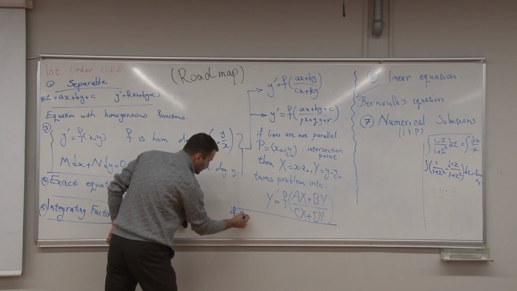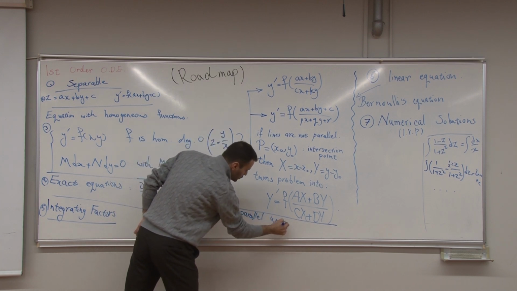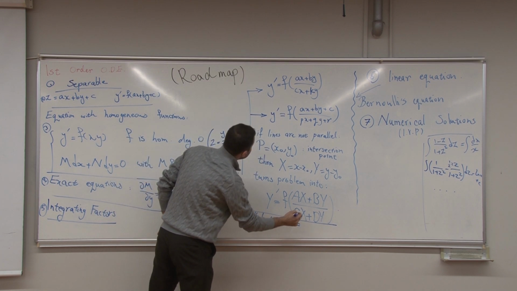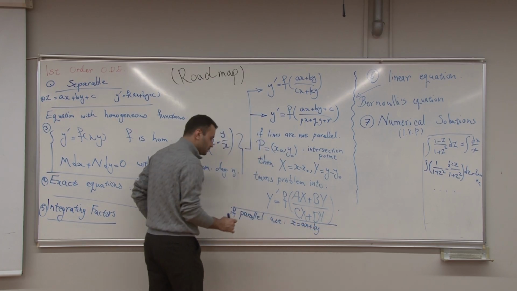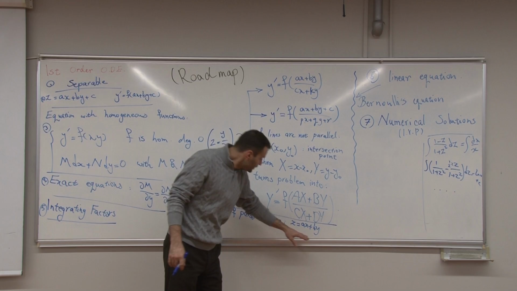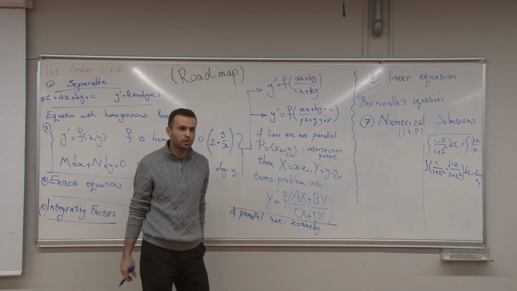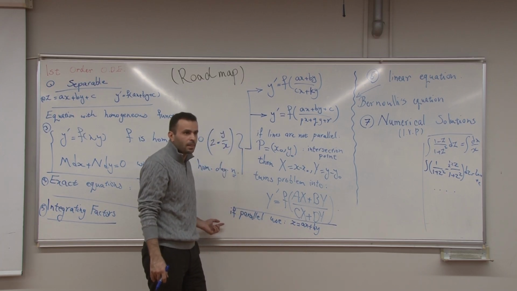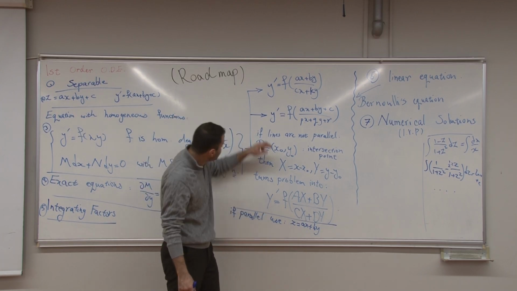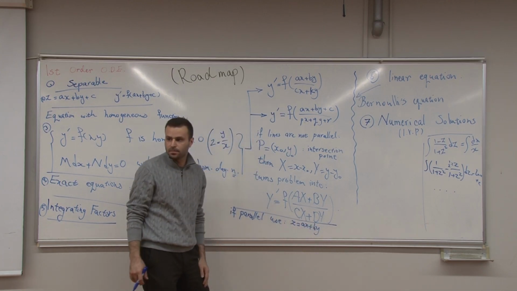If parallel, use z equal to ax plus by. I'm letting you, as a homework exercise or whatever you would like to, see why this works. If we have these two lines parallel to each other, how can we use this? Okay? Good?